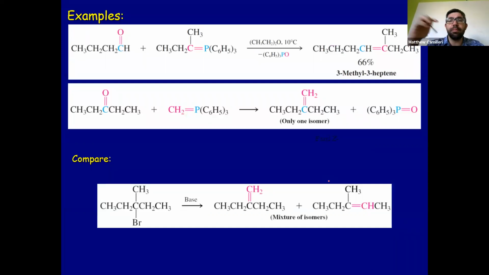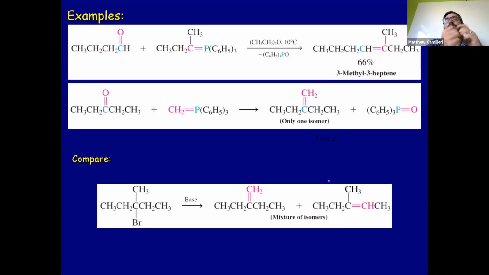And here are a couple of examples where you can see that this reaction is going to provide only one isomer, and this is highly efficient. Now, highly efficient, you're telling me 66%. Yes, 66% might look low, but if you compare it with something like the elimination of haloalkanes, you'll always have a mixture there. So 66% is going to be better.